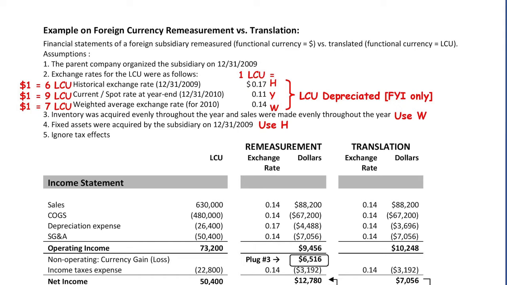Now we've got the financial statements of the subsidiary in its local currency unit, underline LCU. And we're first looking at translation, so highlight that. We're going to translate the local currency units to US dollars, so underline dollars and put a dollar sign there. For translating income statement items, we're going to use the weighted average rate of 14 cents. So put a box around all those weighted average exchange rates and write W.